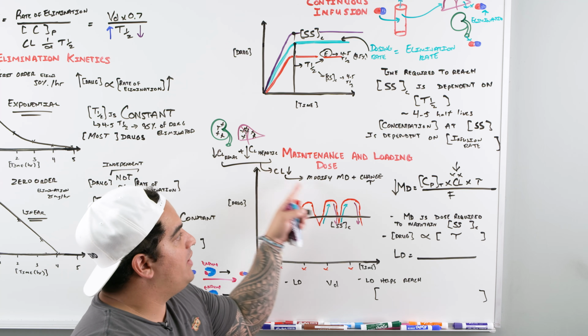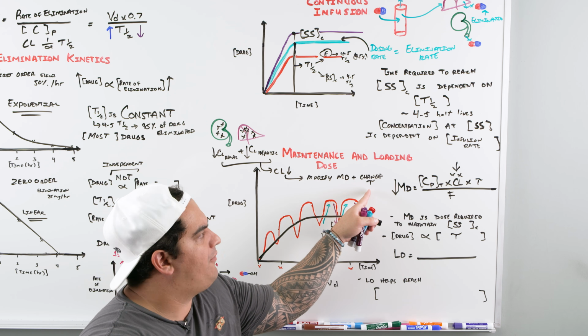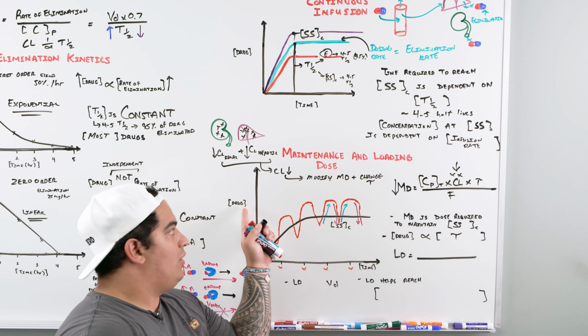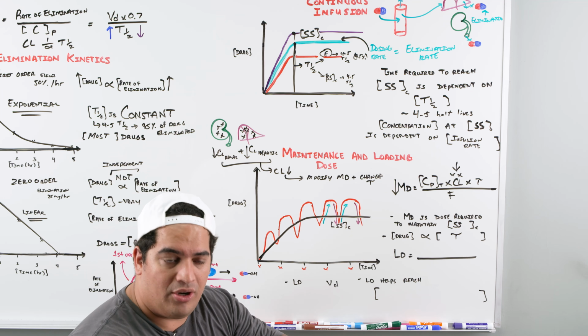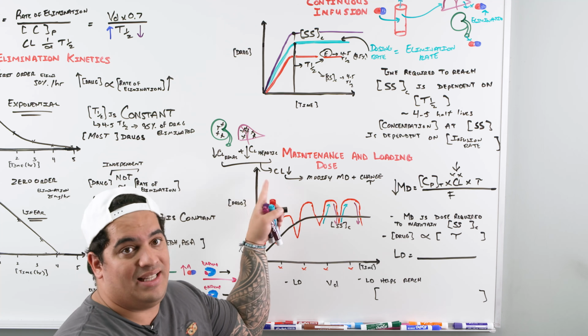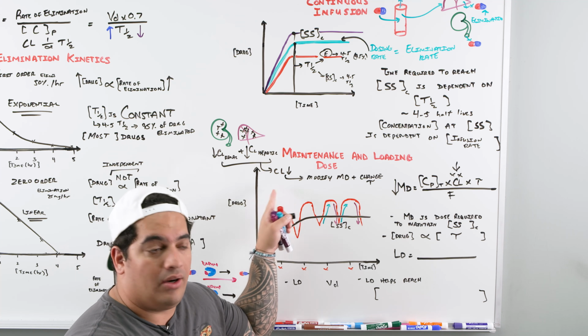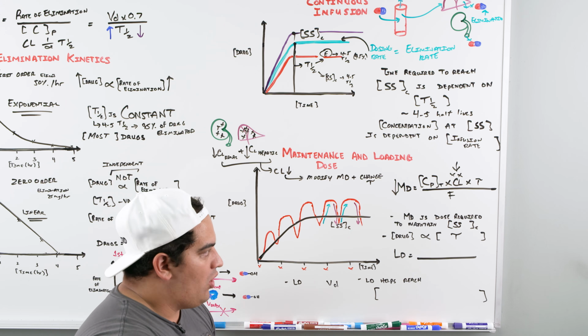Whenever clearance is decreased, modify your maintenance dose, and change your dosing interval, maybe to be less frequent. That will lead to less of the actual concentration of the drug. So it's important to remember that: modify or decrease your maintenance dose and adjust your dosing interval when a patient has decreased renal and hepatic clearance.